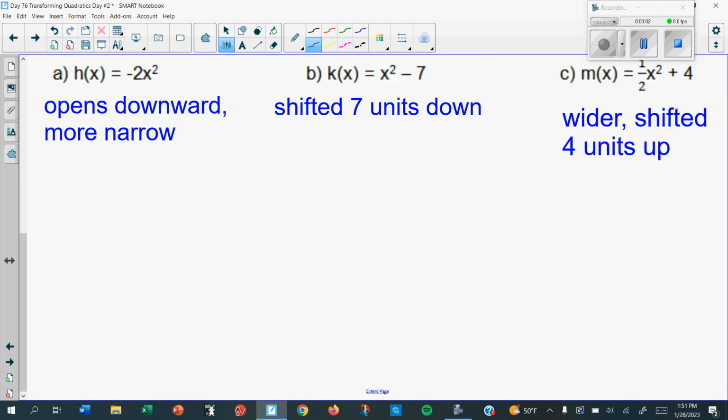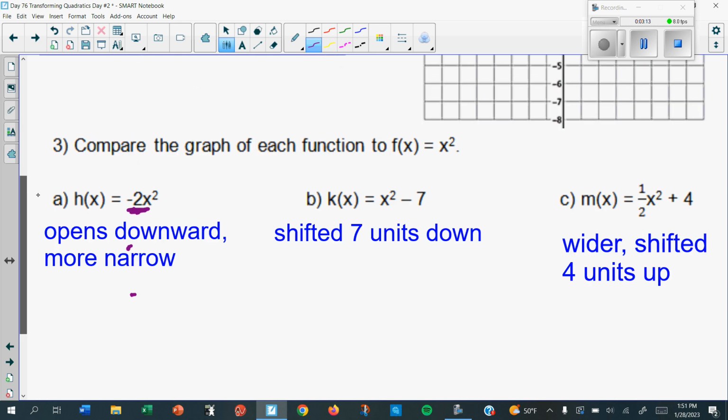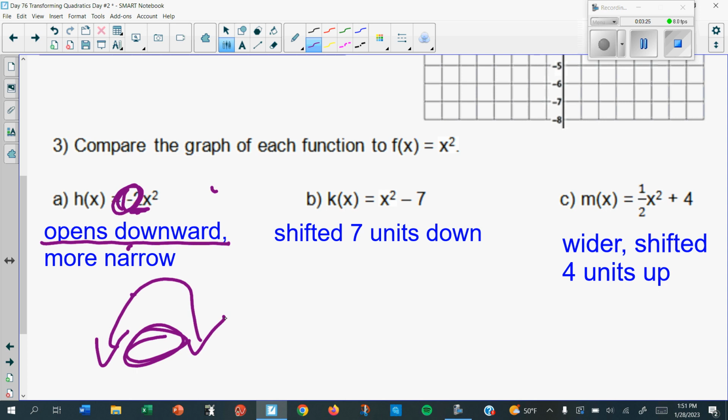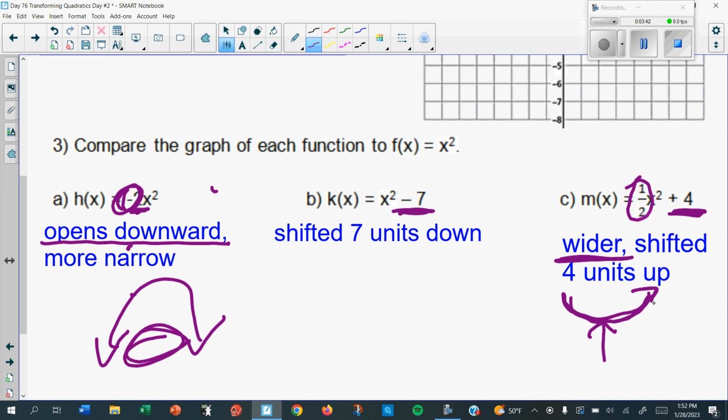Okay, so this is where you just got to remember all your transformations. So remember, the 2 makes it narrower. And then that minus, if this thing would stop glitching on me. Oh my goodness, stop it. Okay. And then the minus, remember, it either reflects over the x-axis, or the other way of saying that is it opens downward. You can see how the opening is down. Okay. This one just goes down 7. This one goes up 4. And if it's a fraction that's less than 1, it gets wider. So again, it would have moved up 4, and it would be a wider U.